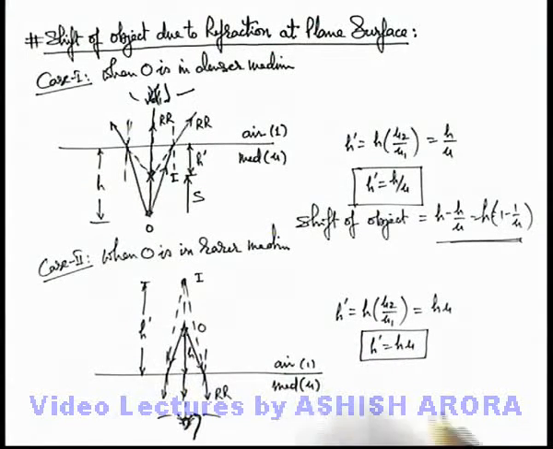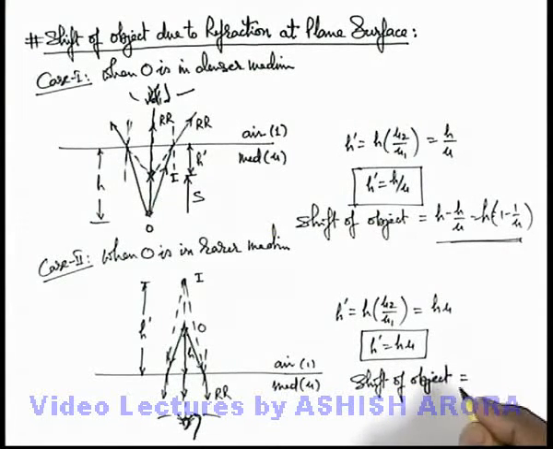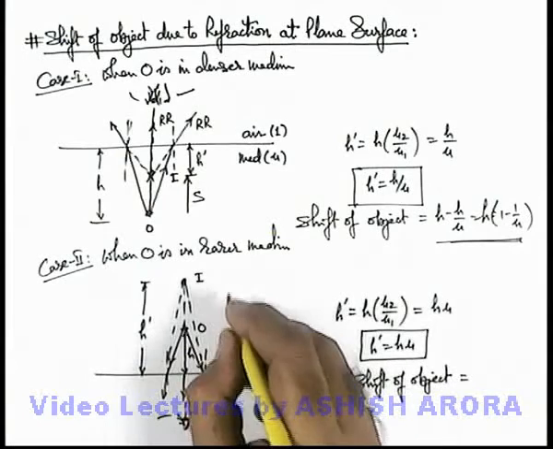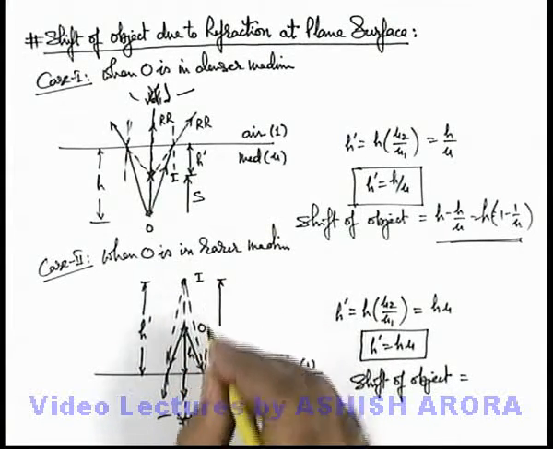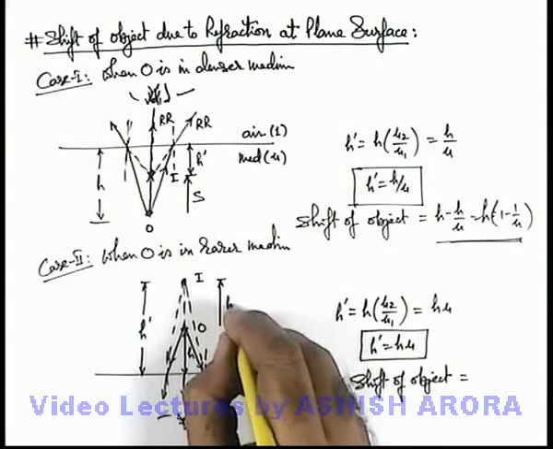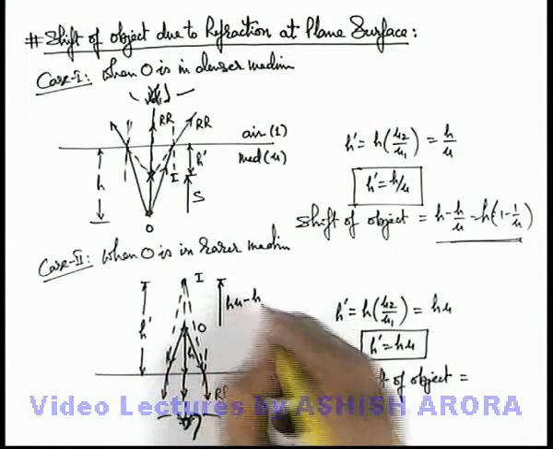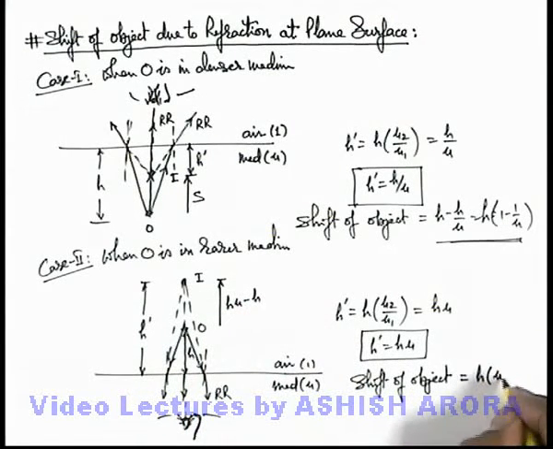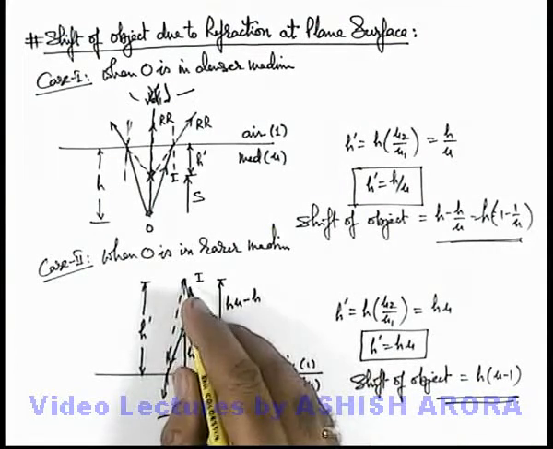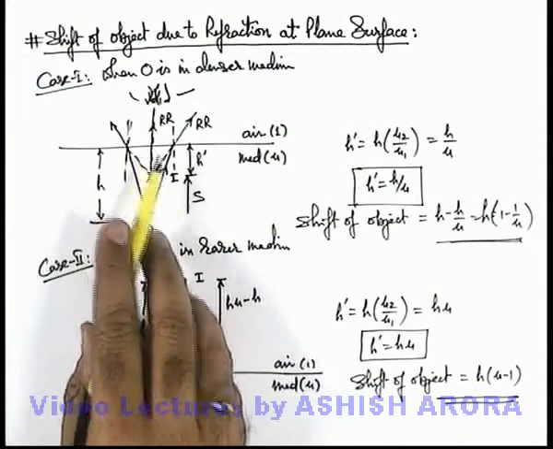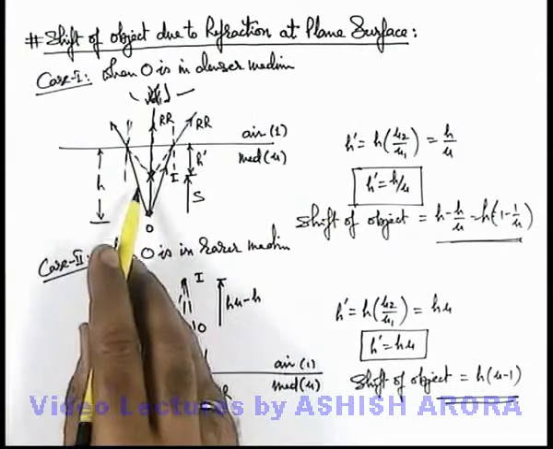of object. And here if we calculate the shift of object, this is the distance by which object is shifted, which can be written as h mu minus h. So this will be h multiplied by mu minus 1. This is the shift of object away from the boundary, whereas in case when object was placed in a denser medium, its shift was toward the boundary.